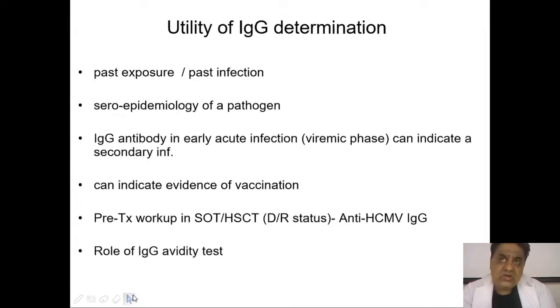Similarly, what is the utility of IgG? After the IgM response, used as a primary marker for acute infection, IgG comes and usually persists for months to years, depending on the pathogen.